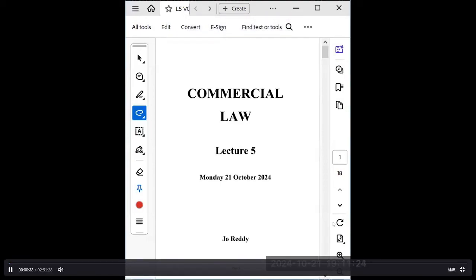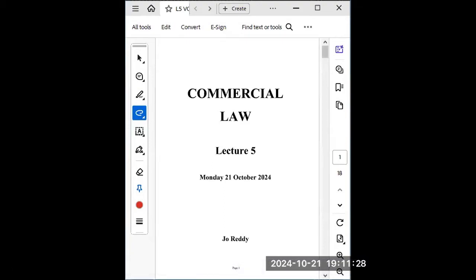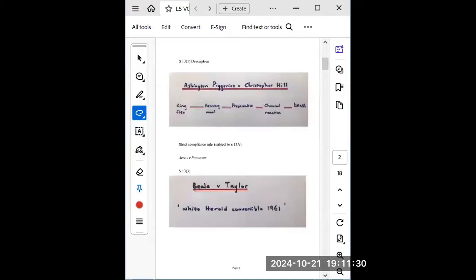This is Lecture 5. Now, we are looking at the implied terms, very important, sections 13, 14, and 15 of the Sale of Goods Act. It comes up in the exams every year, and it comes up as a problem question every year. So we've started looking at these terms. We've completed looking at Section 13 of the Sale of Goods Act.